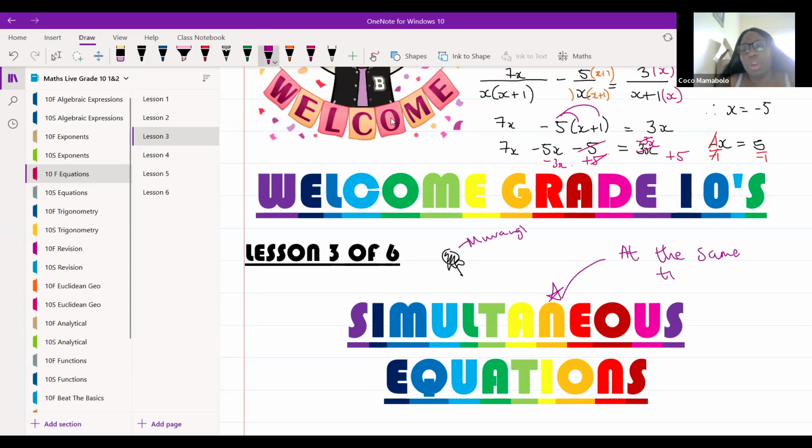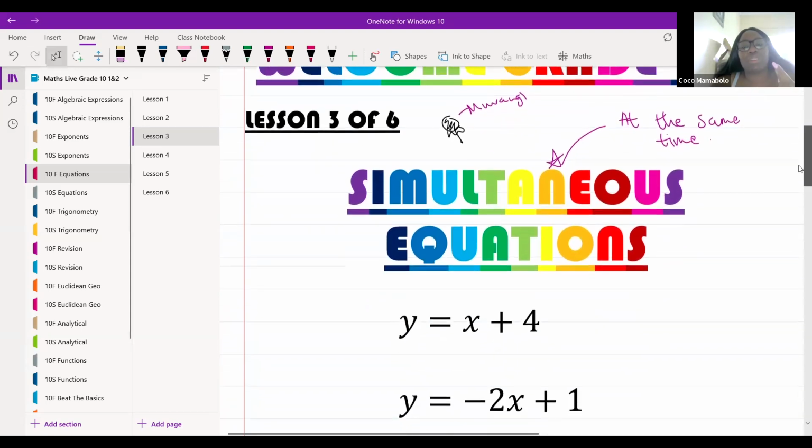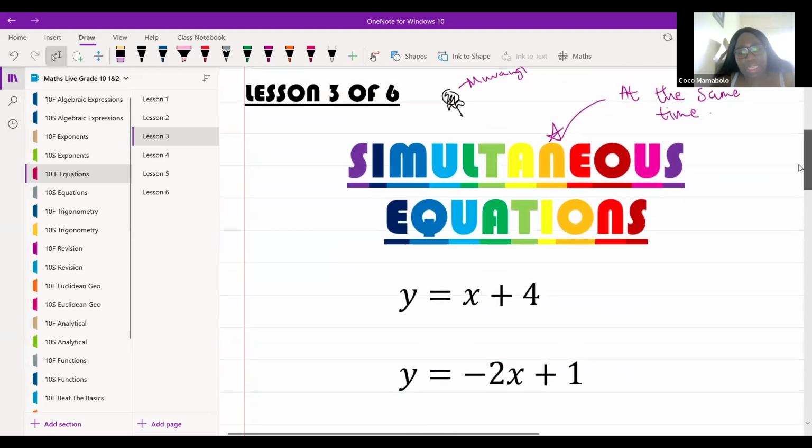At the same time. So when we actually solve simultaneous equations, we're solving for 2, sometimes 3, sometimes 4 things at the same time. Now, for us, when we do simultaneous equations, we're going to be solving for x and y simultaneously. We're going to be solving for both of them at the same time. And there are 2 different ways that we can use to solve for x and y.